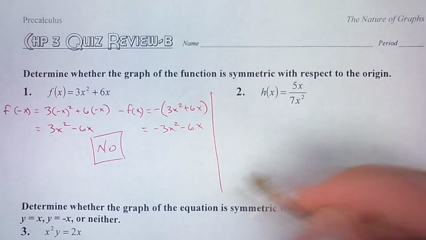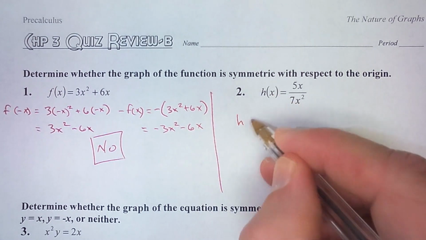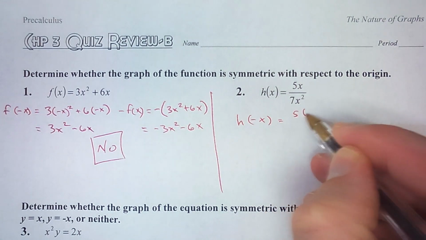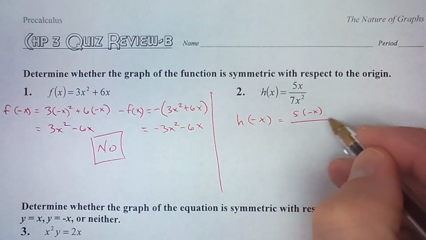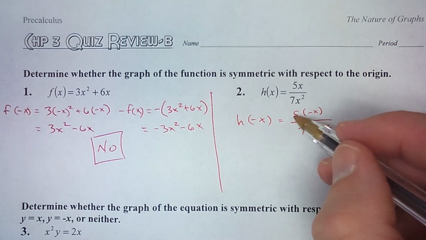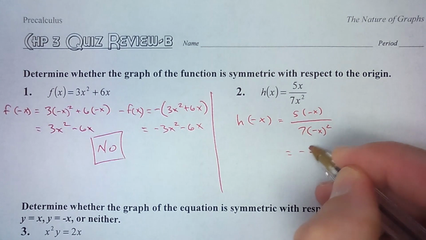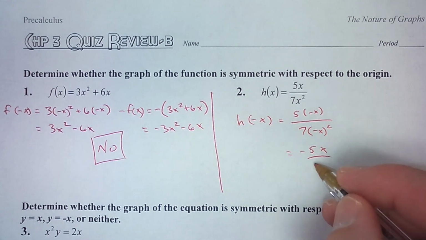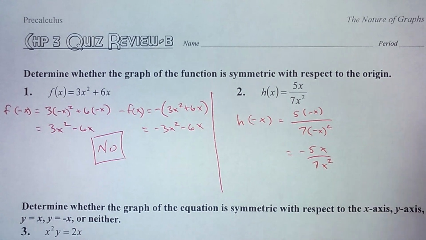It does not have symmetry about the origin. Okay, so the same for h of x. So I've got h of the opposite of x, which is 5 times negative x over 7 times negative x squared. 5 times negative x is negative 5x. And negative x squared is the same as positive x squared, so it's over 7x squared.